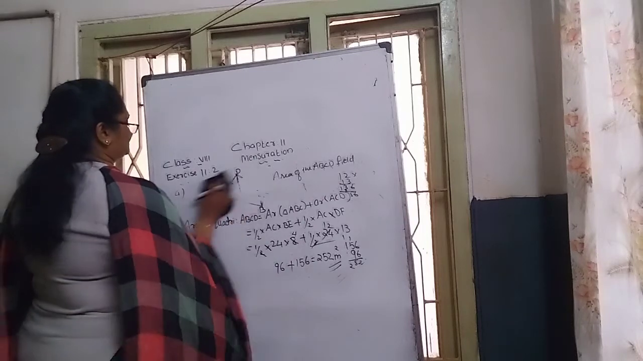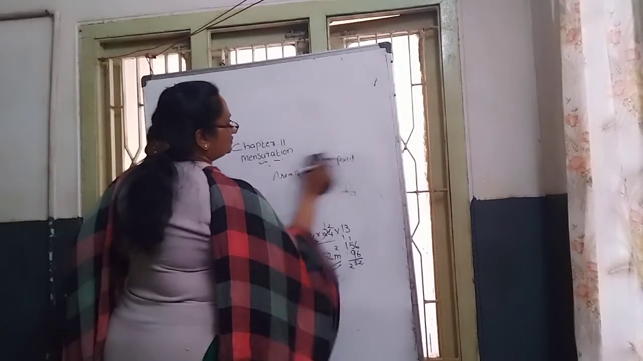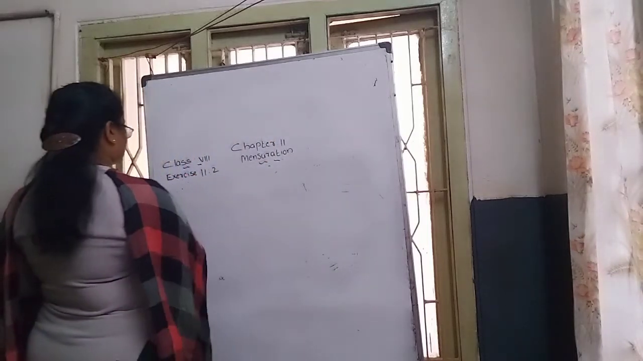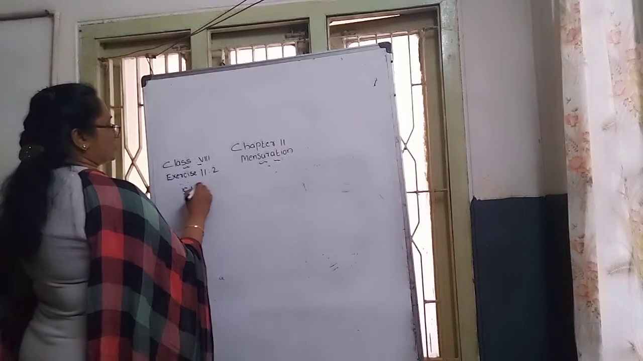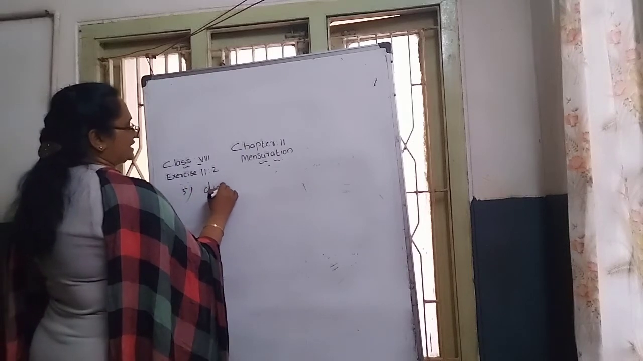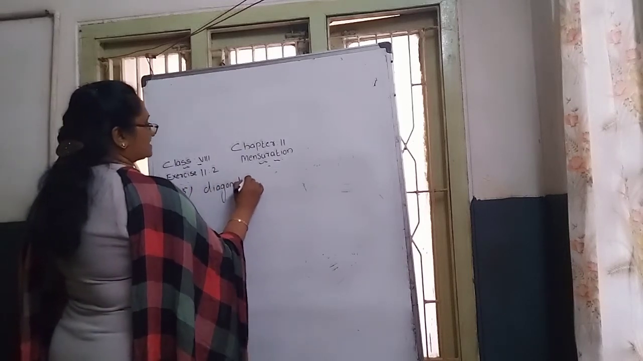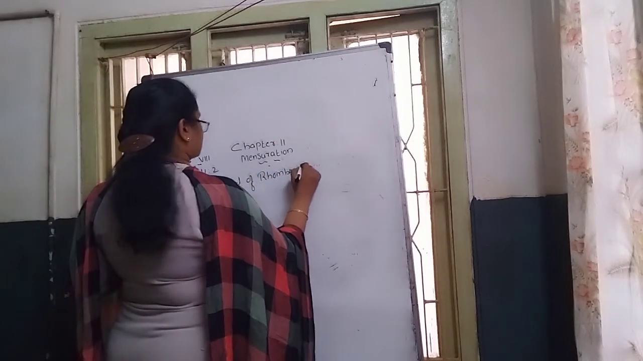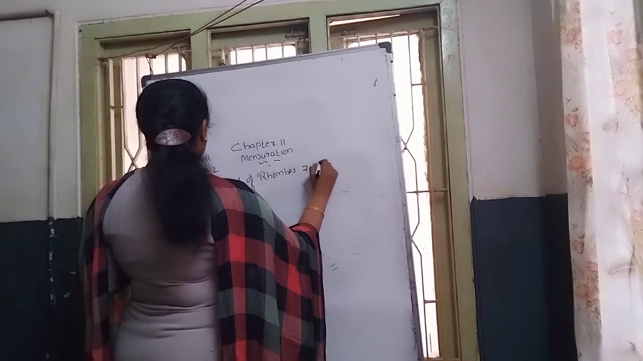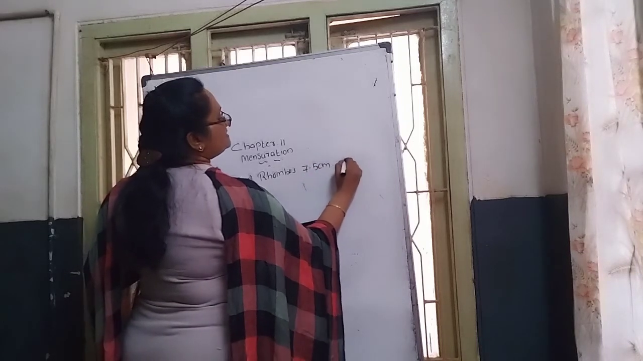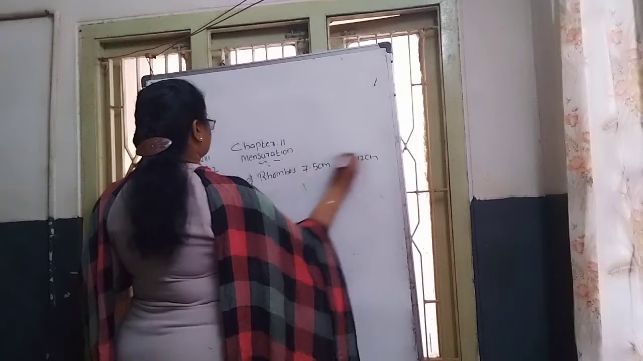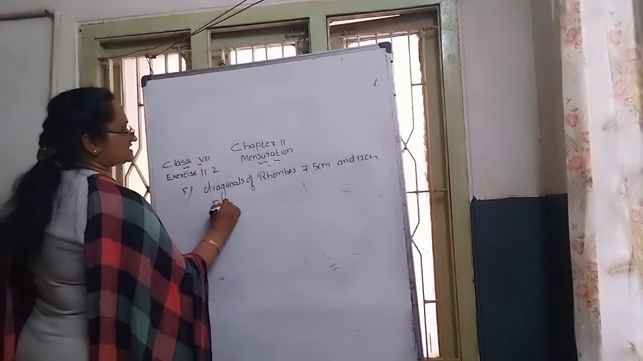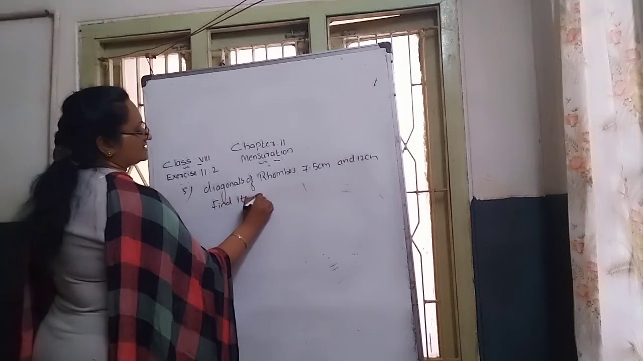Then one more question, the fifth question. In this fifth question, the diagonals of a rhombus are given as 7.5 centimeter and 12 centimeter. Find its area.